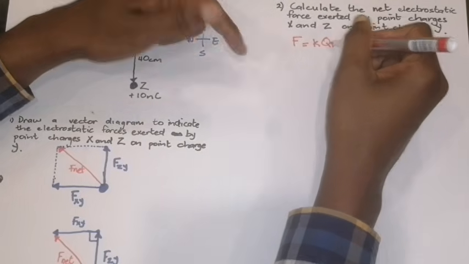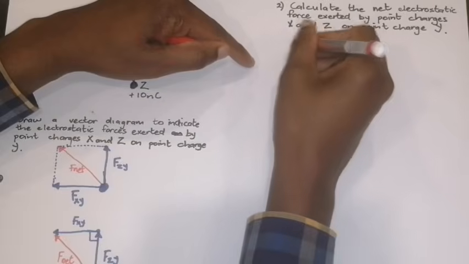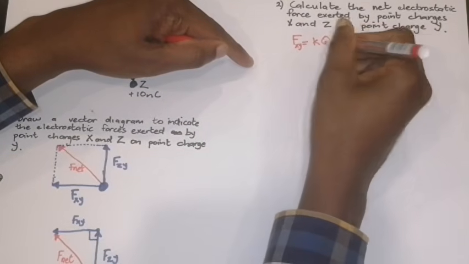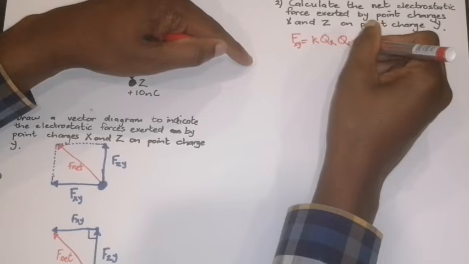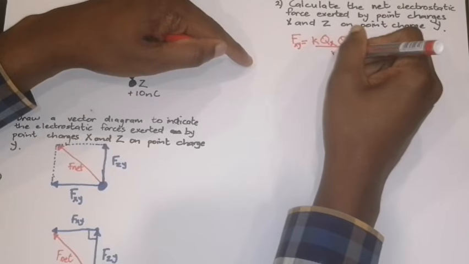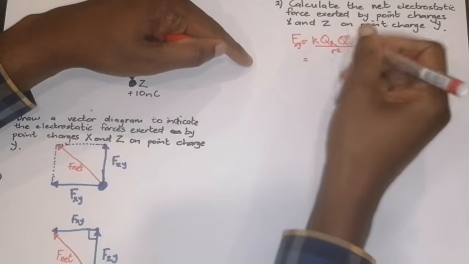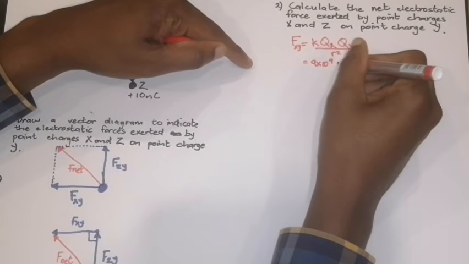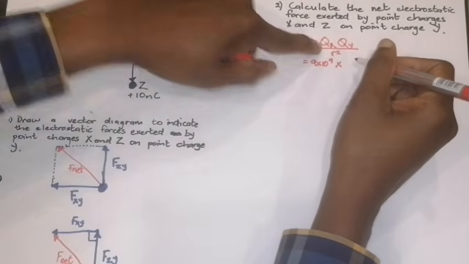So we are looking for, let's start with FXY. So FXY means I'm going to say QX QY divided by r squared. Our Coulomb's constant, that's 9 times 10 to the power 9, multiplied by the charge on X.